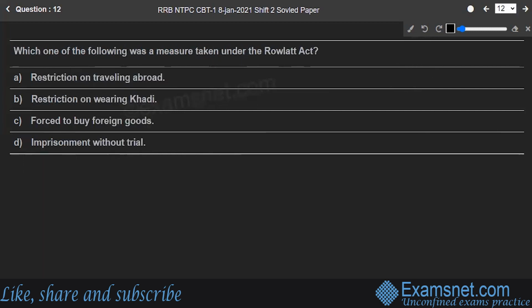Next is question number 12. Which one of the following was a measure taken under the Rowlatt Act? Restriction on traveling abroad, restriction on wearing khadi, forced to buy foreign goods, or imprisonment without trial.